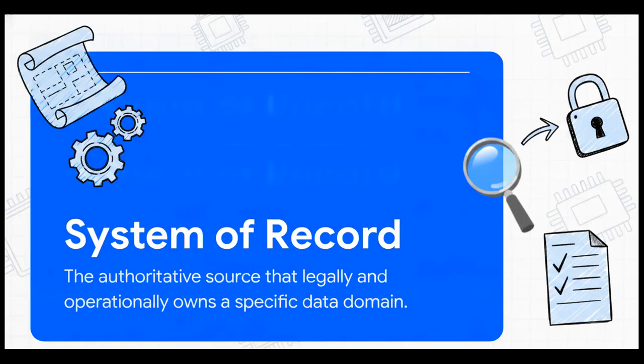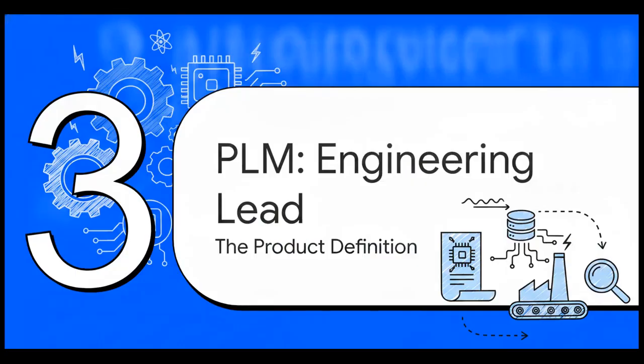To really wrap our heads around this blueprint, we have to frame every single software decision around this core concept of the system of record. Listen, we aren't just shopping around for cool software features here. We are assigning strict operational authority. For any given quality event, there has to be one indisputable system of record that legally and operationally owns that data domain and its surrounding context. No ambiguity allowed. Which brings us to Section 3, PLM, the engineering authority.